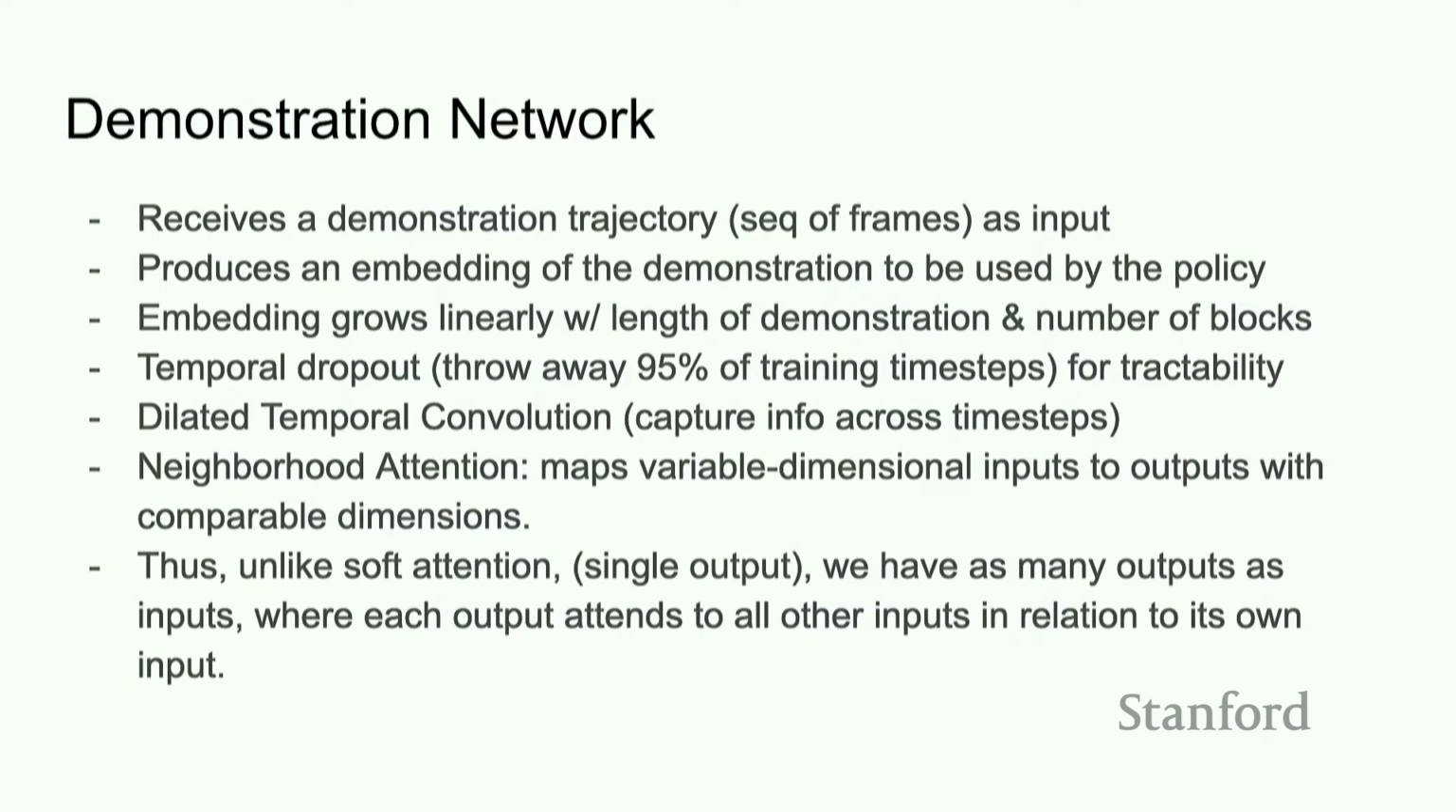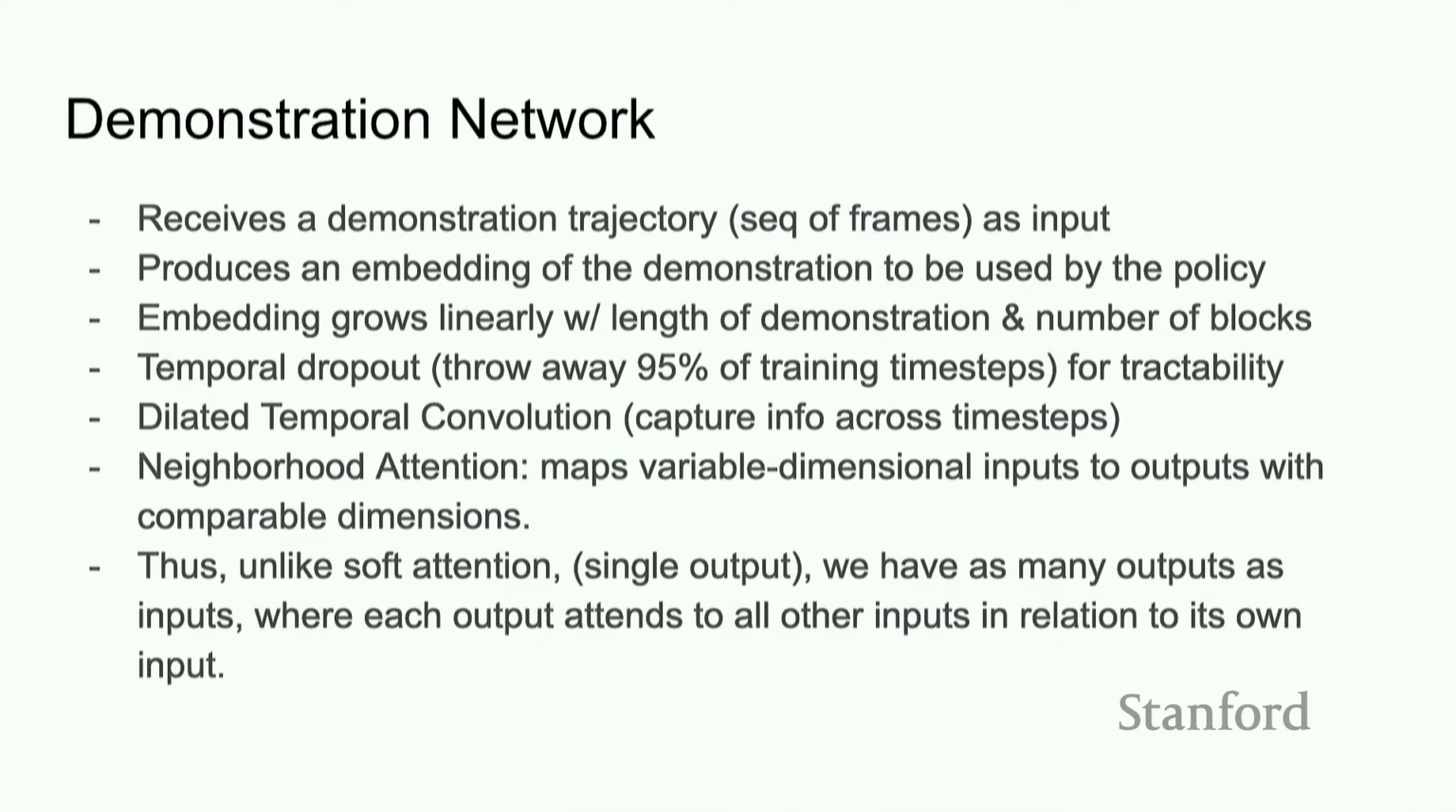which is a sequence of frames taken from the camera of the robotic arm, or some embedding from the neural network that analyzes the images coming from that robotic arm. Its output is an embedding of the demonstration to be used by the subsequent neural network in this architecture. The size of this embedding depends on the number of time steps in the demonstration, as well as the number of blocks on the table.